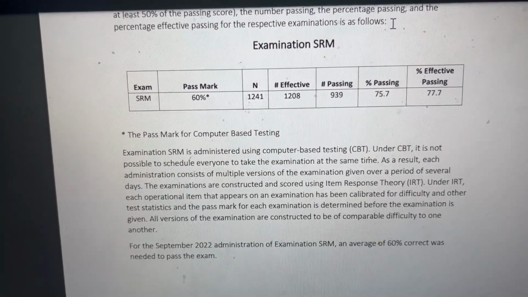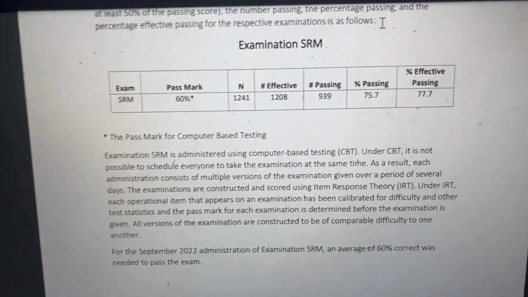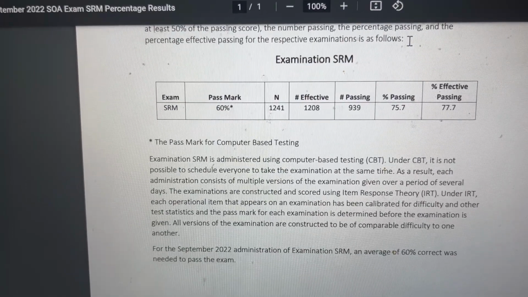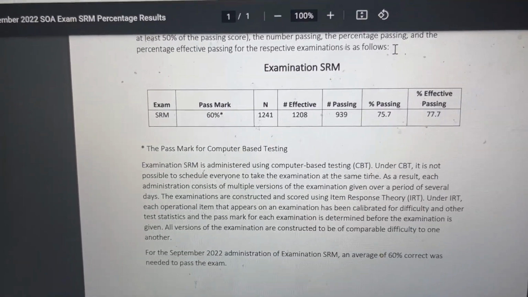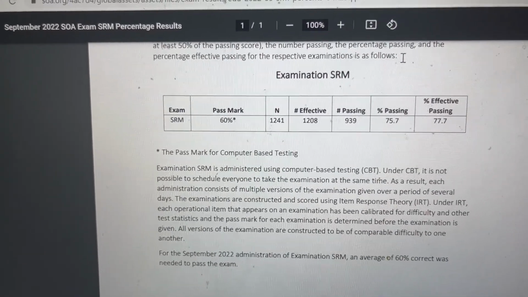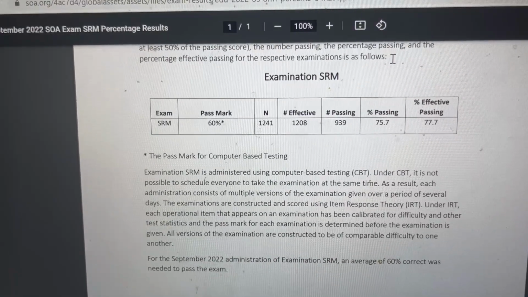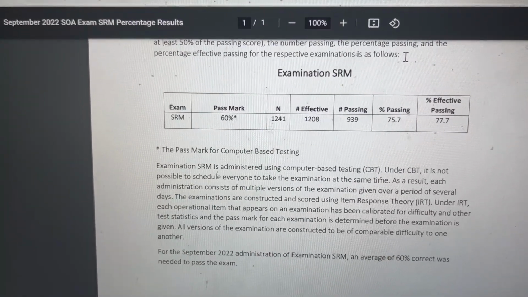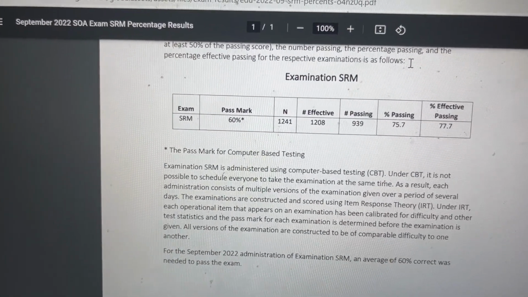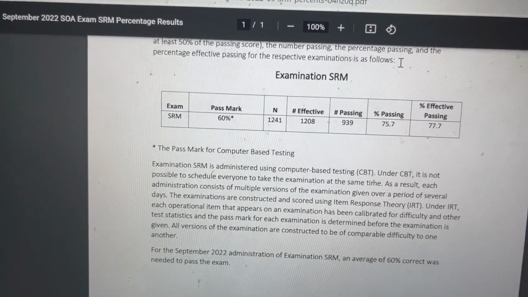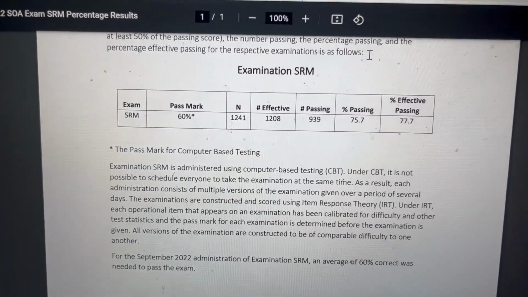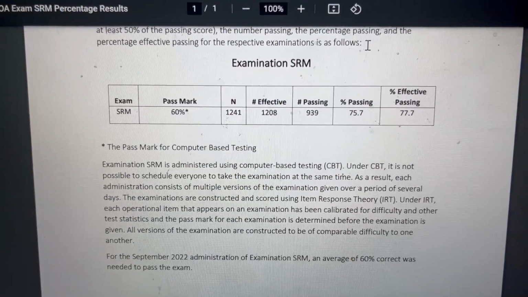So you can see around 75.7% passed the exam for this sitting. But it was also because, from what I've heard from other candidates, there were a few problems in the exam that had unclear phrasing in the questions, so probably some of them got excluded, which made the pass mark lower than usual, because in the last few sittings the average pass mark was 65%.